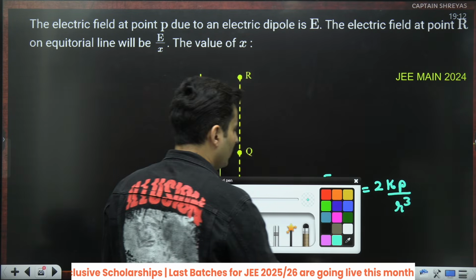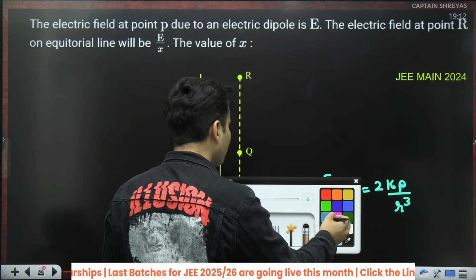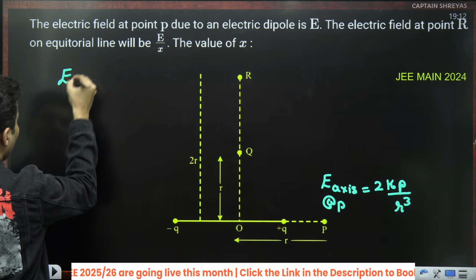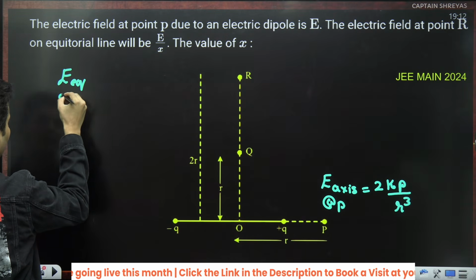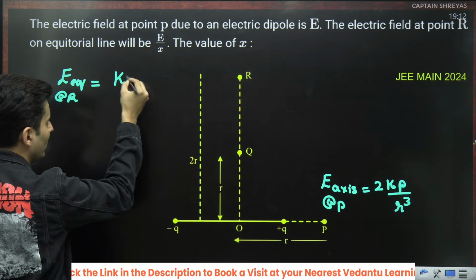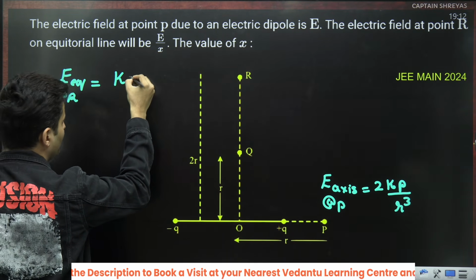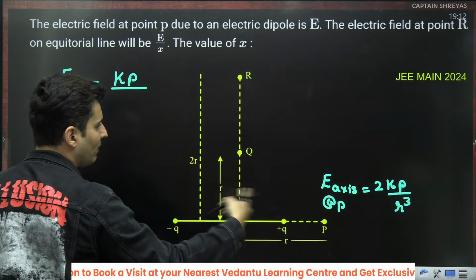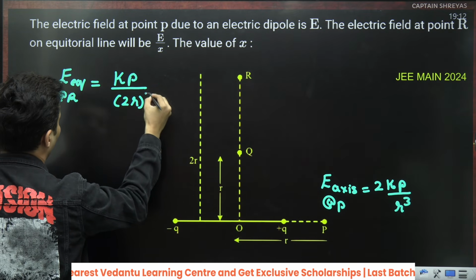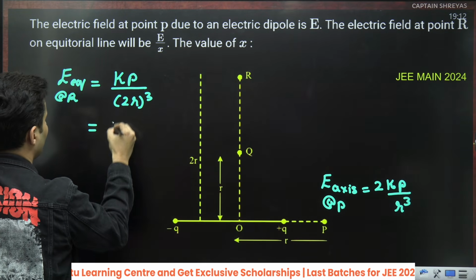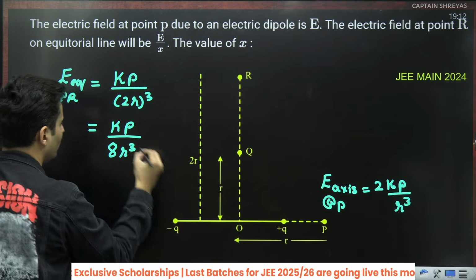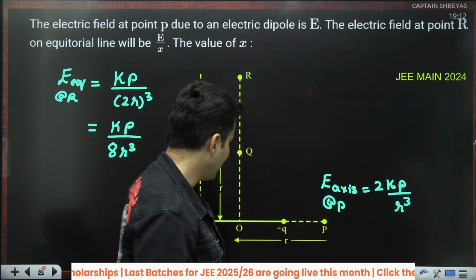Okay. Now, if you go at this point, electric field at the equator at that particular point will be, there is no 2 in that. Dipole moment is the same, divided by the distance. Distance is now 2R. So 2R whole cube. Okay. So it will become Kp, 2 cube is 8. So 8R cube.